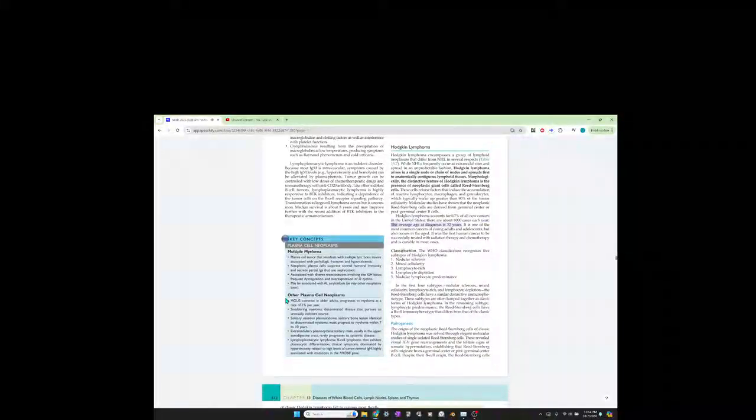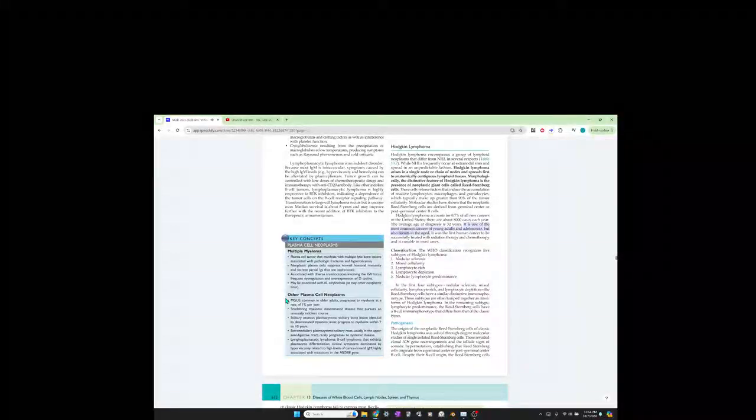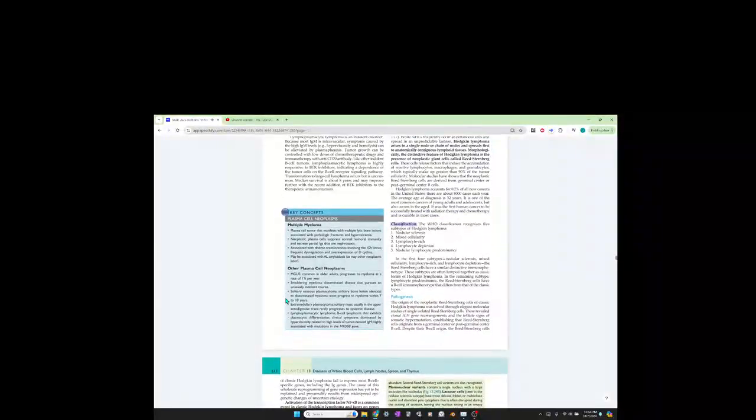Hodgkin lymphoma accounts for 0.7% of all new cancers in the United States. There are about 8,000 cases each year. The average age at diagnosis is 32 years. It is one of the most common cancers of young adults and adolescents, but also occurs in the aged. It was the first human cancer to be successfully treated with radiation therapy and chemotherapy, and is curable in most cases. Classification. The WHO classification recognizes 5 subtypes of Hodgkin lymphoma.